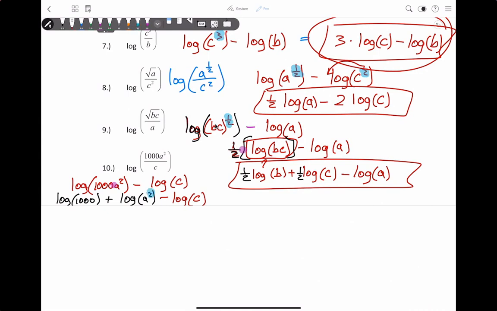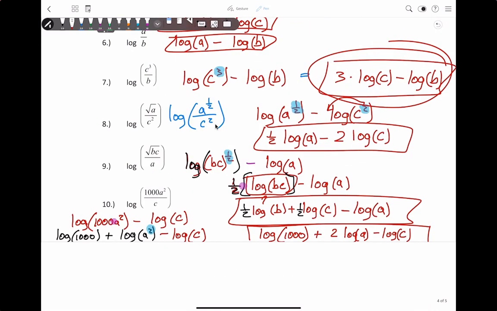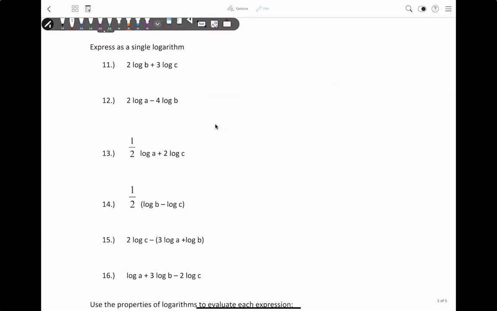I'm combining all these laws of logs so that I get log of 1,000. Okay, so log of 1,000 is going to be adding with 2 log of a, and then subtracting log of c. And that's what you would get as your final answer for that one. All right, so now let's go ahead and move on to our last slide.